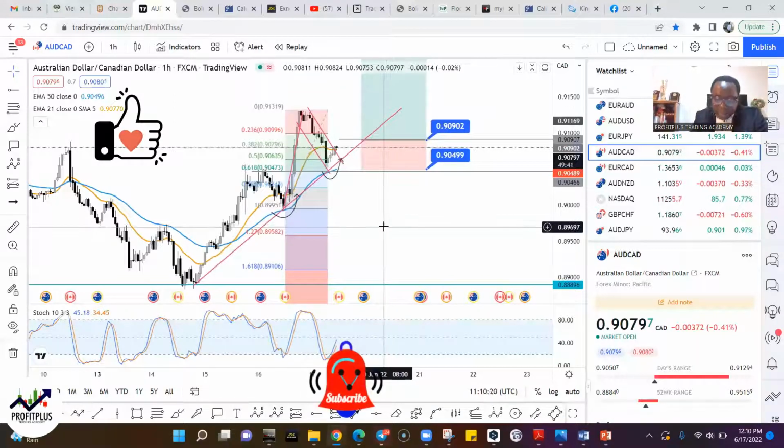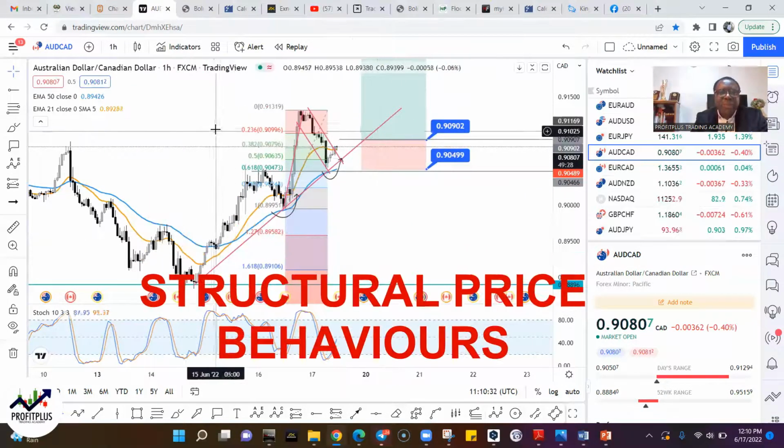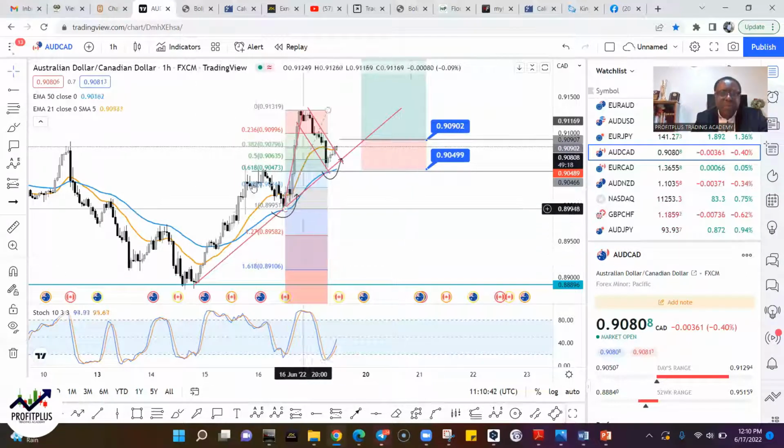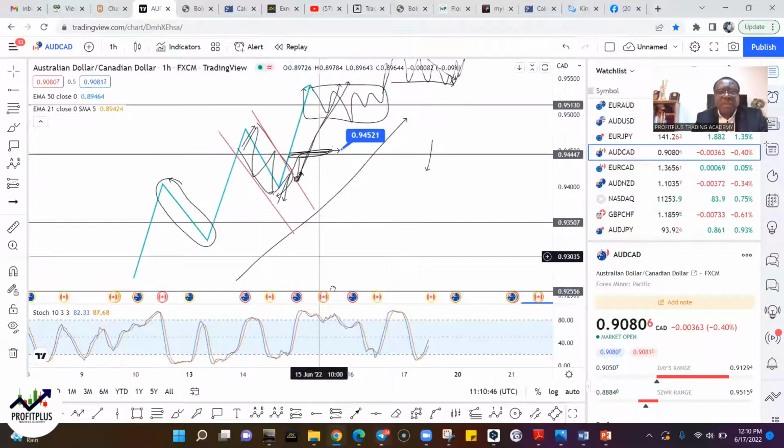All right, so the next trade opportunity entry technique that we can look at is structural price behavior at certain levels. Maybe the market has come, maybe let me assume you are trading Bollinger Bands.